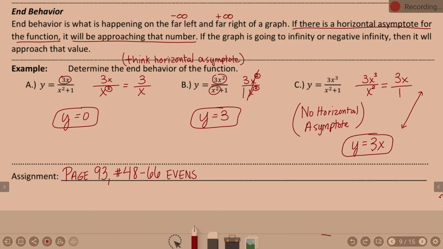Okay? So, you're giving that type of information when it asks for end behavior. Think horizontal asymptotes, but what's it have? Just don't tell me no horizontal asymptotes.